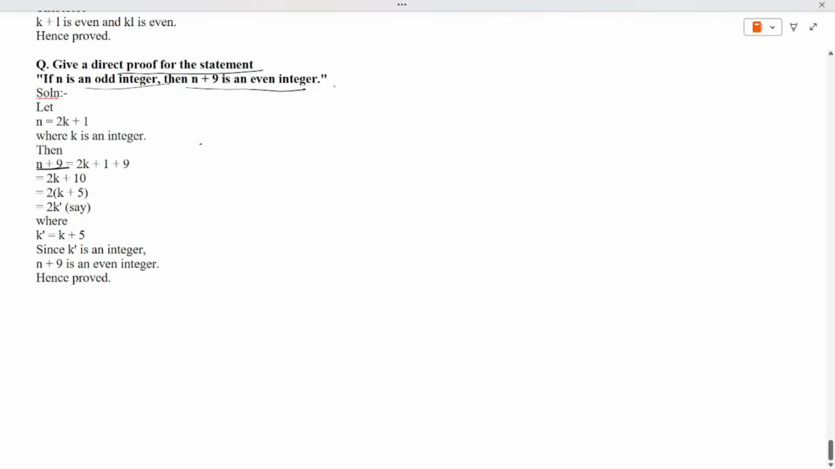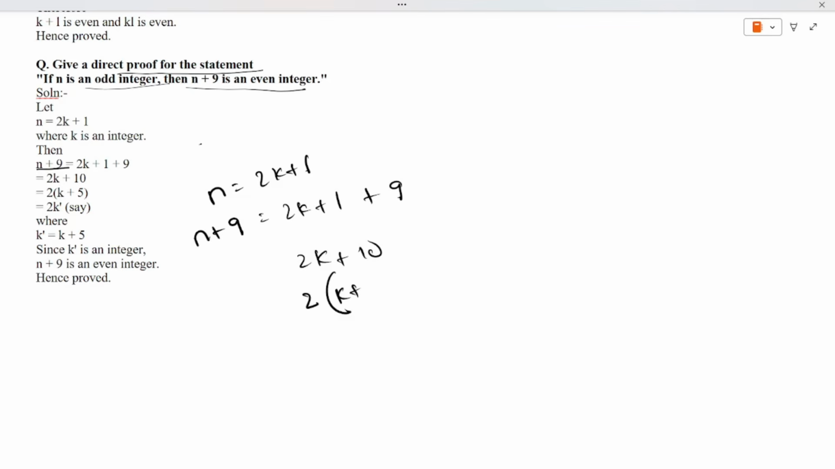Now what will you be doing? n plus 9 is equal to what? n you consider as 2k plus 1. Now n plus 9 you will be doing, that is 2k plus 1, this n as it is, plus 9. You do 2k plus 9 plus 1, that is 10. If you take 2 out common, k plus 5, because 2 times 5 is 10, so 5 will be as it is. You take it as 2 into k plus 5.